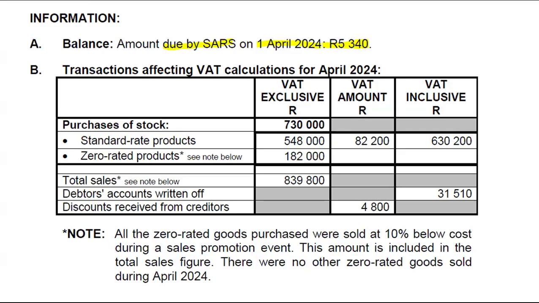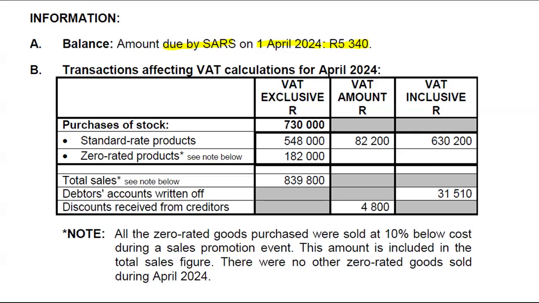So now that total sales represents the selling price of all goods. Some goods had VAT of 15% and some goods had VAT of 0%. But in this case, you'll understand that this value that we are given, which is 839,800, it is VAT exclusive. But we can't take the whole amount and multiply it by 15 over 100 to get the VAT amount. Why?